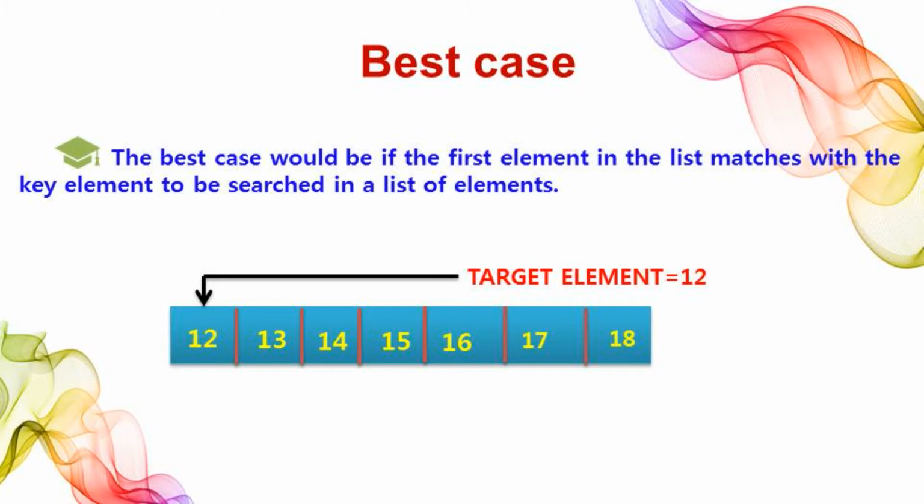Let me see this example: 12, 13, 14, 15, 16, 17, 18. Here the target element is 12. In this list, 12 is the first element. So among the list of elements, we are able to find the target at the first element in the list. Because of this, it is considered the best case of the algorithm, if the first element in the list matches the key element to be searched.